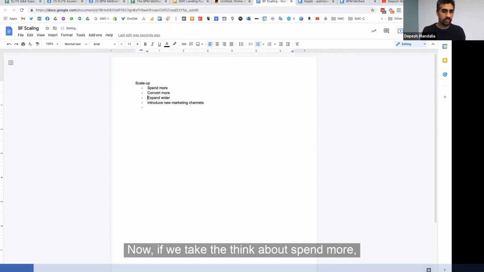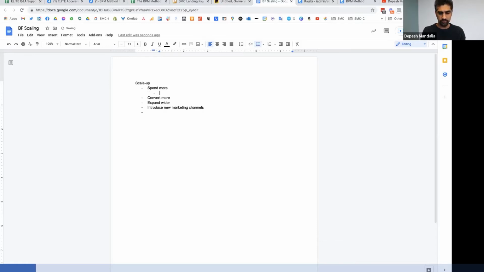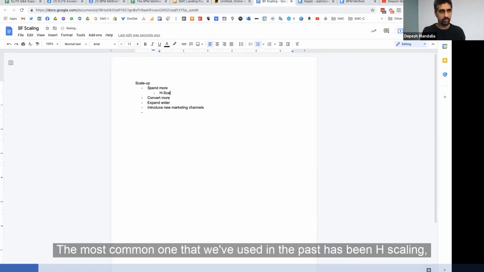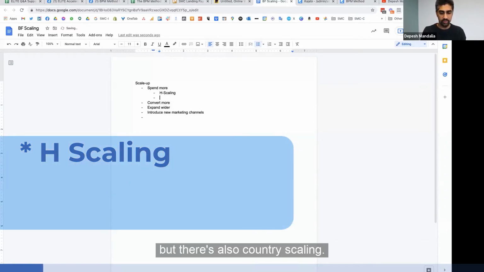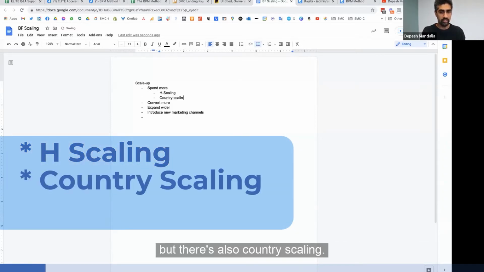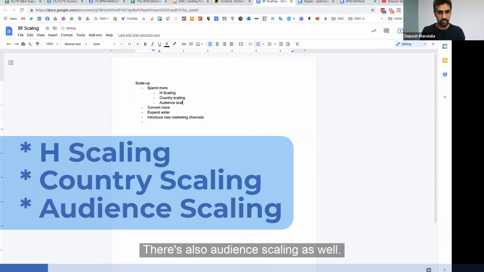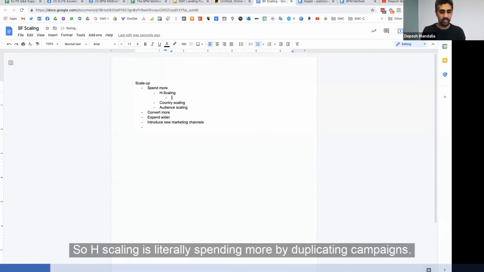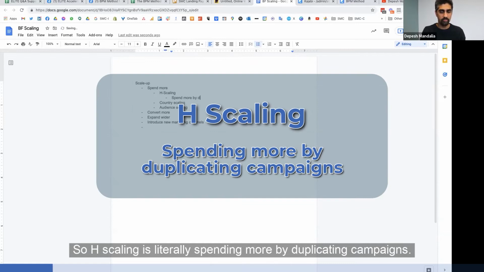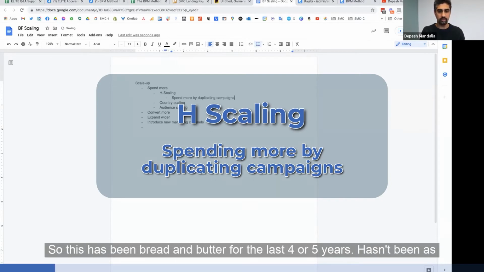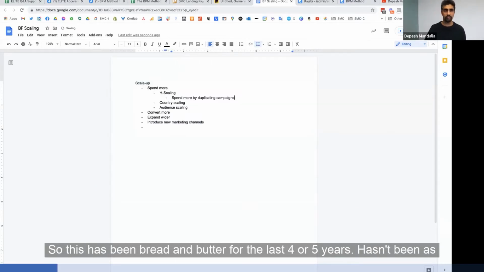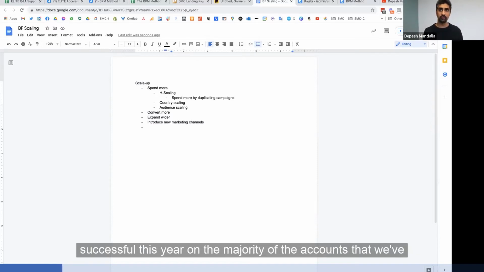Now, if we think about spending more, the most common one that we've used in the past has been H scaling, but there's also country scaling. There's also audience scaling as well. So H scaling is literally spending more by duplicating campaigns. This has been bread and butter for the last 4 or 5 years, but it hasn't been as successful this year on the majority of the accounts that we've tried this on.